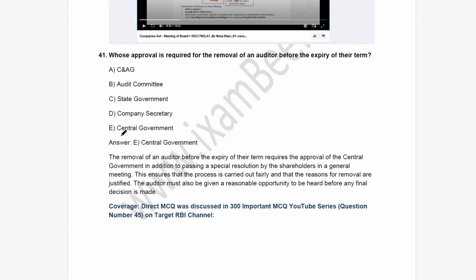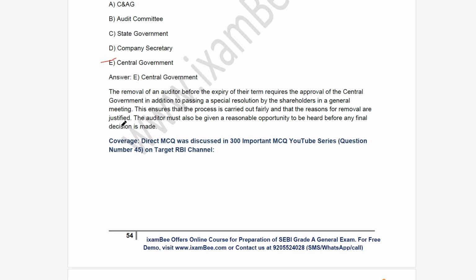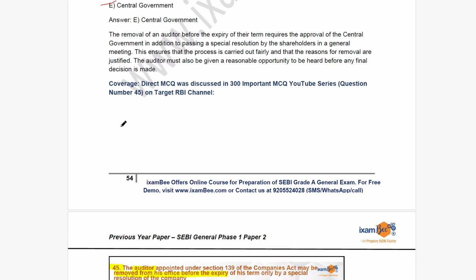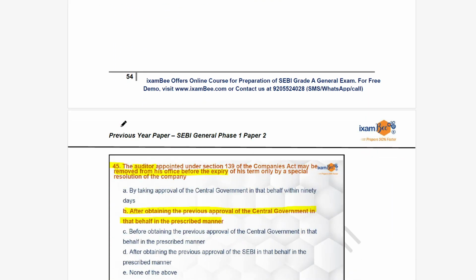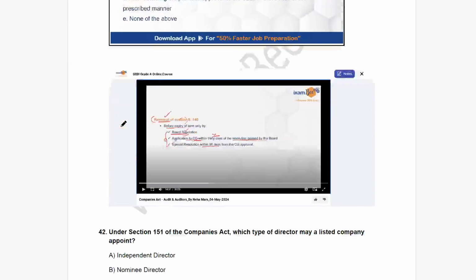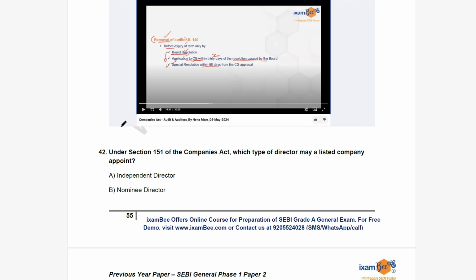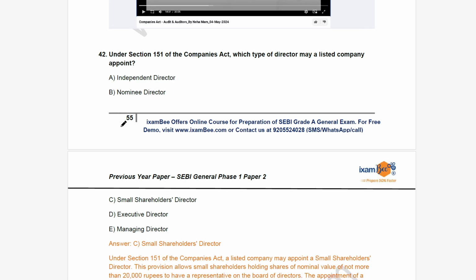Whose approval is required for removal of an auditor? It is the central government. This question in some another form has also been asked in the past. Okay. So very, very loved question, loved topic of SEBI. This is asked again and again, and that's what been repeating. The eligibility and the removal of auditors is some of the most loved, recurring asked topic by SEBI.